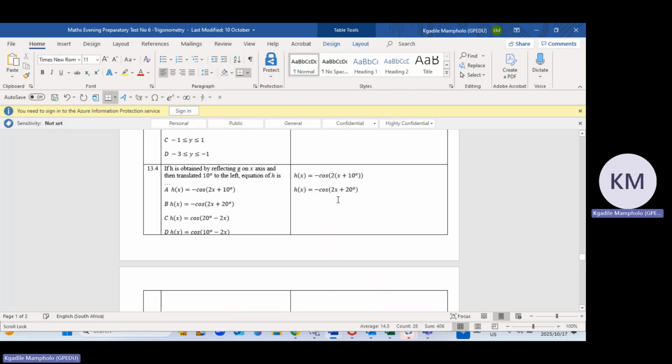Then when you clear the brackets, it will be 2x plus 20 degrees. So one will be tempted to say 2x plus 10 degrees. No, you say 2 into the bracket, because you add 10 degrees not on 2x but on x.